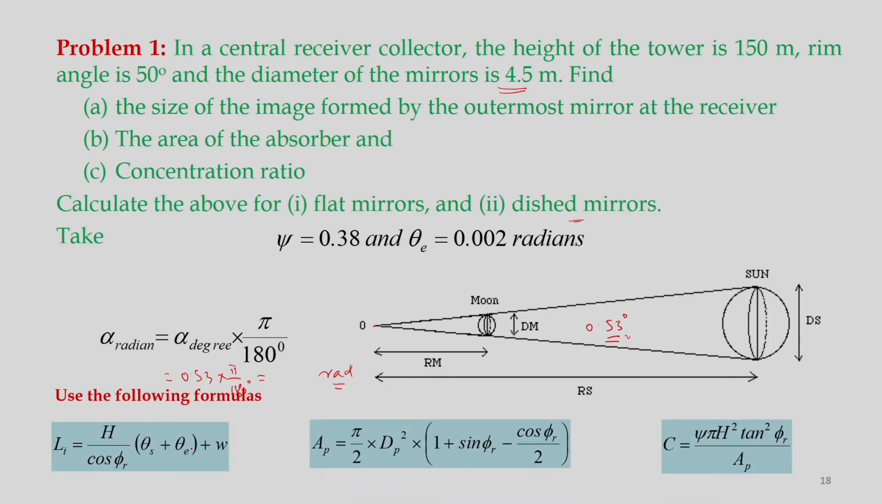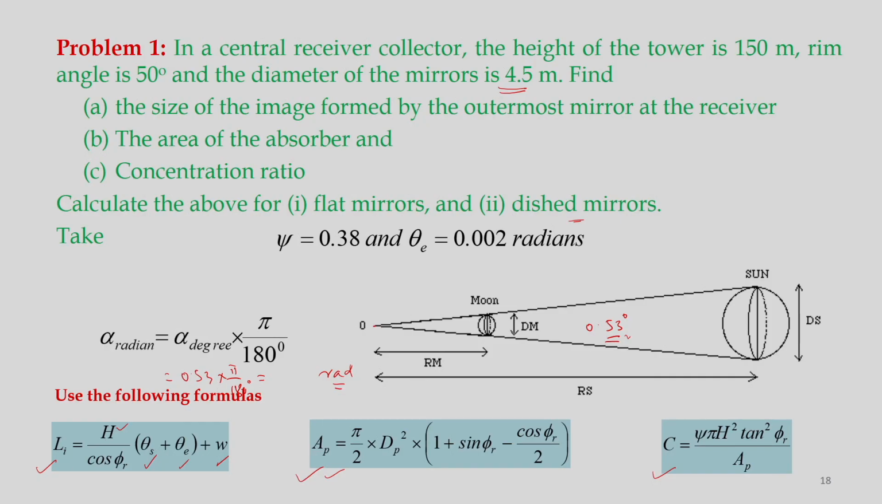So, we can use those equations that we have discussed now. So, Li is known to us, h by cos of phi r. In order to calculate this Li, we need the variables like h, theta s, theta e and w. W is nothing but the diameter of the mirror, right. And the area of the absorber is the configuration proposed by the researcher. So, the same area needs to be considered, because it is found to be the best for energy conversion, and the concentration ratio expression is known to us.